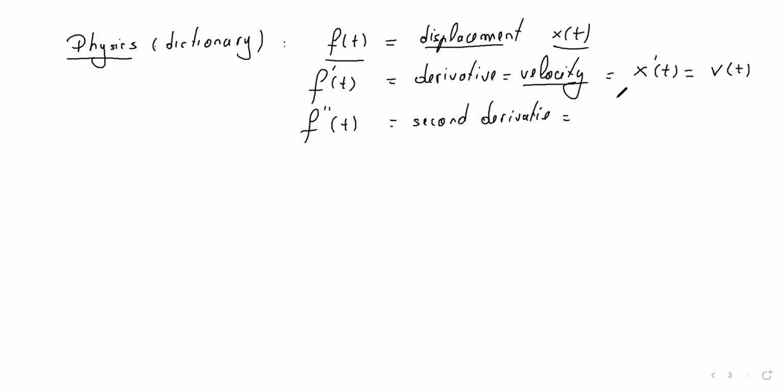But in physics, that's called acceleration. And acceleration is, as we said, the second derivative, the derivative of the first derivative. So it's called v prime of t or a of t. So this is what they call in physics acceleration: the second derivative of displacement. It shows you the rate of change of velocity.